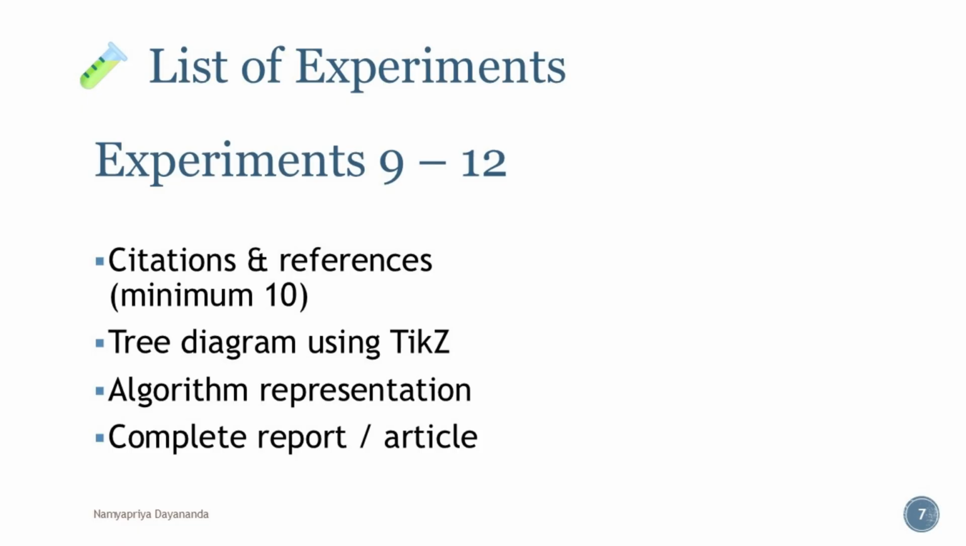Lastly, you have a complete report or article writing experiment where all these 11 experiments that you have learned will be put to use in one report itself. It includes title page, abstracts, sections, tables, figures, references, citations, and algorithms if you want, images you can add. All these should be there in the 12th program.